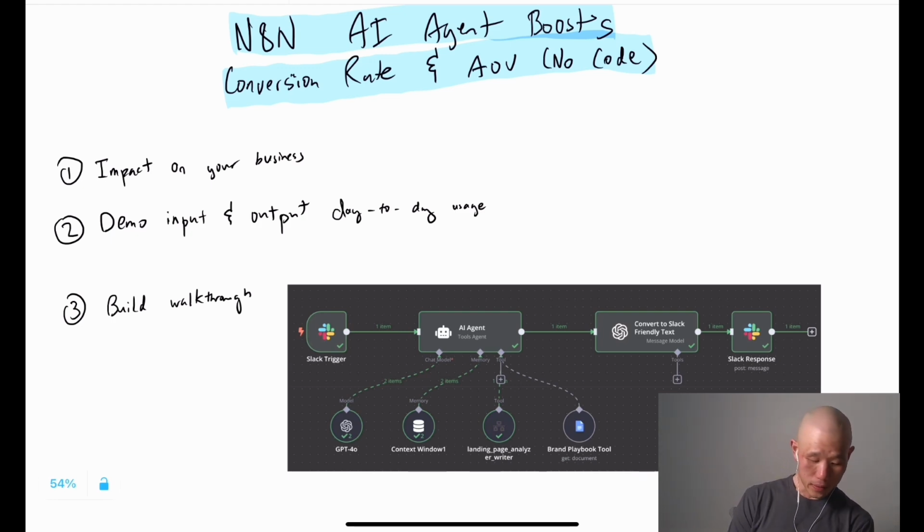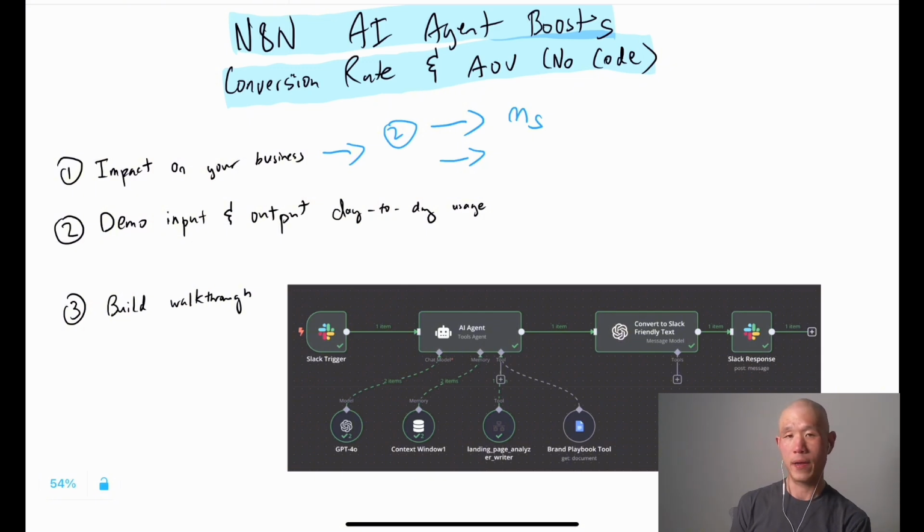So the plan is to cover the impact of this agent on your business, and we're going to look at it from two perspectives. The first is where it sits in your marketing system. The second is how it impacts your financials, from both a marketing KPI perspective and also a simplified accounting perspective that backs down to profit.